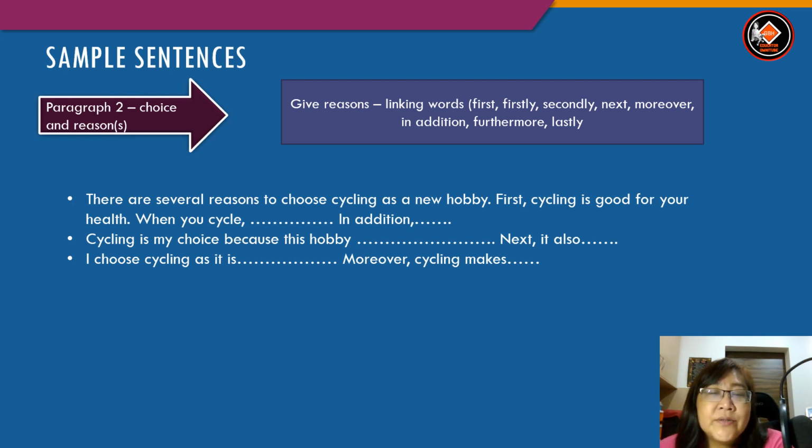There are several reasons to choose cycling as a new hobby. First, cycling is good for your health. When you cycle, then you can continue. Then you can use the linking words in addition. Second example, cycling is my choice because this hobby. Next, it also, or you can write, I choose cycling as it is. Moreover, cycling makes. So these are some sentences that you can use.